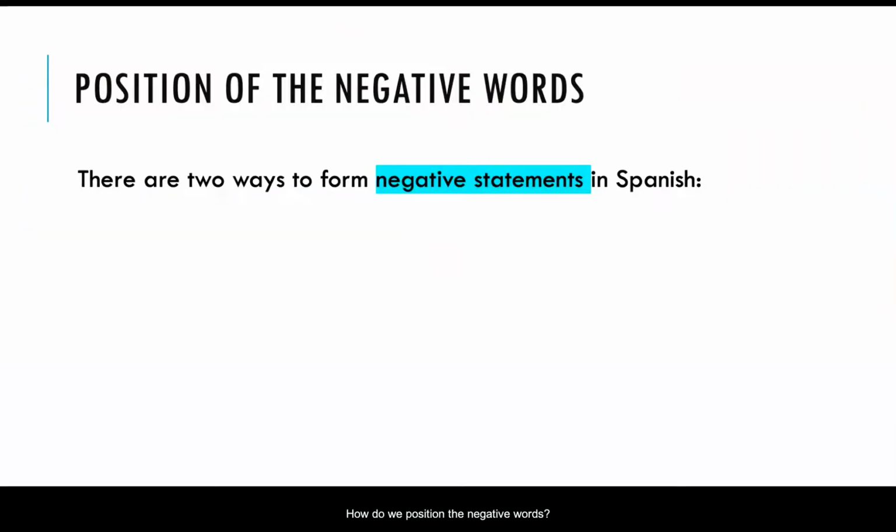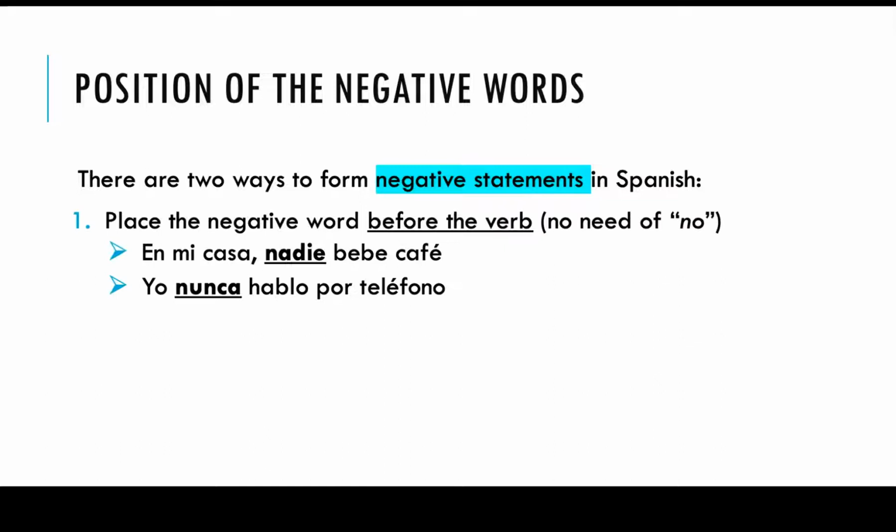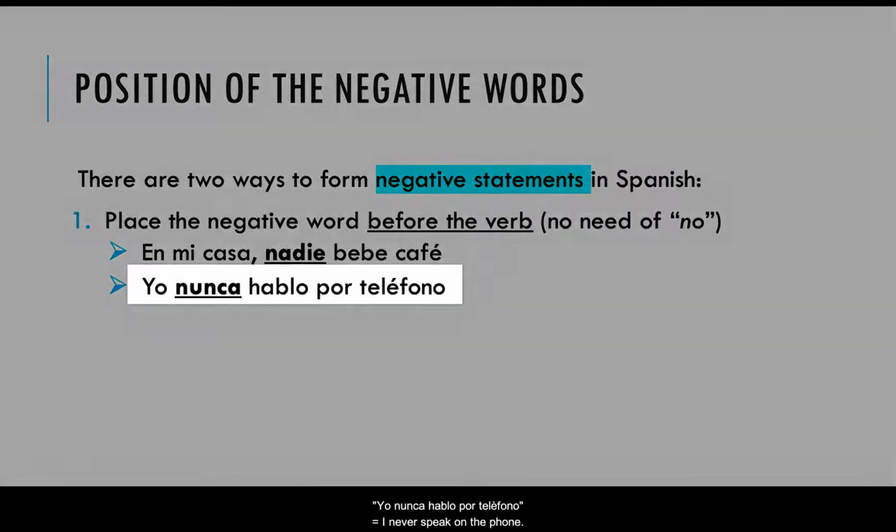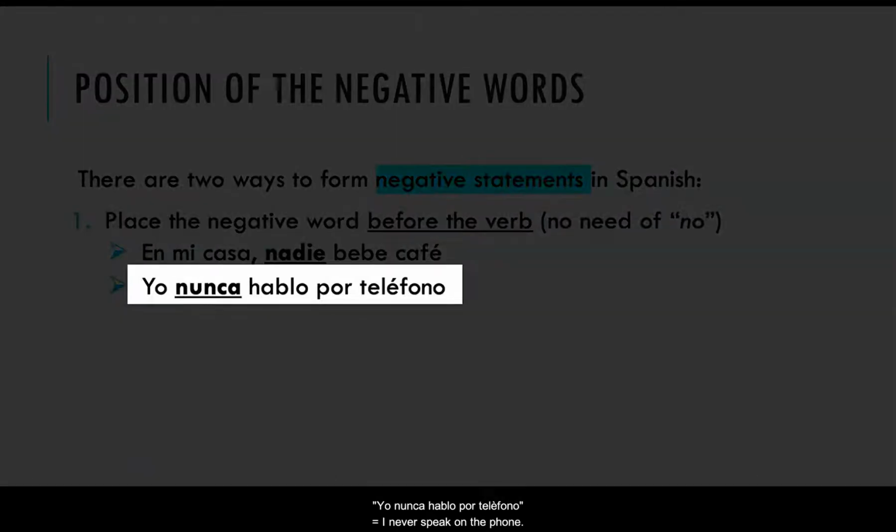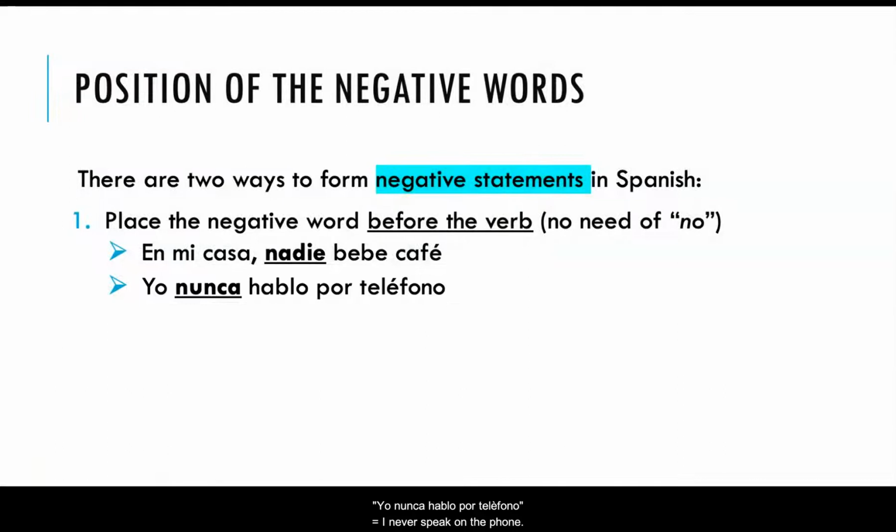How do we position the negative words? There are two ways to form negative statements in Spanish. First, place the negative word before the verb. In this case, there is no need of no, because it's a statement. Examples. En mi casa, nadie bebe café. In my house, nobody drinks coffee. Or, yo nunca hablo por teléfono. I never speak on the phone.